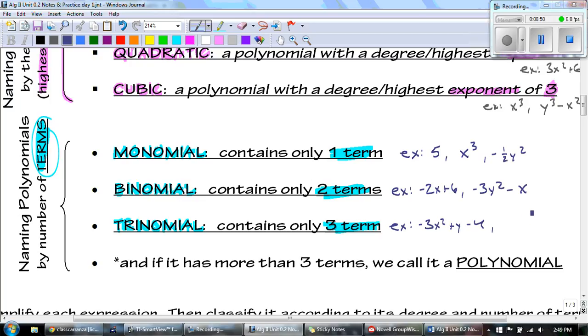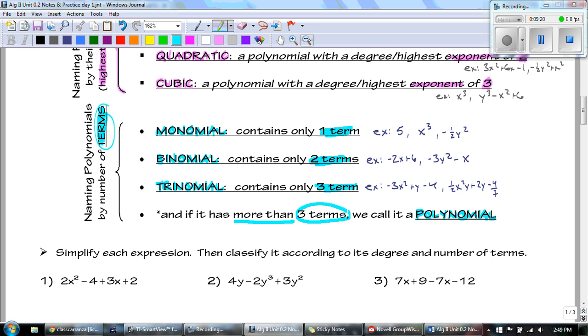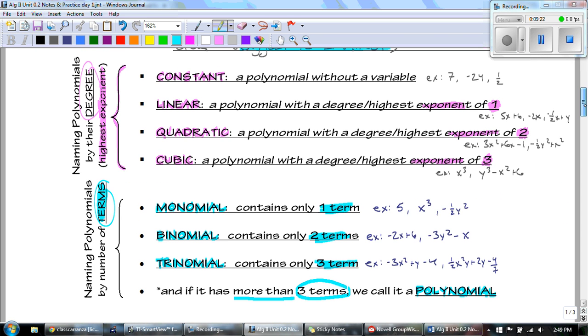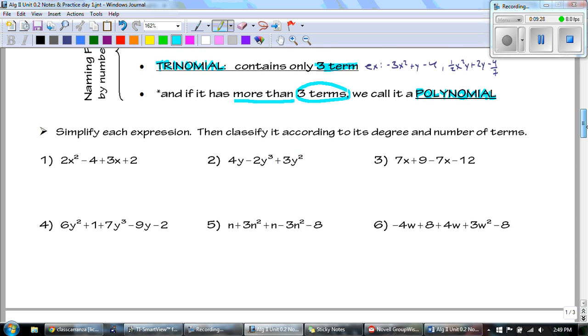Okay, let's be real fun here. X squared y plus 2y minus 4/7. Once again, it doesn't matter, it's just that there are 3 terms there. Now, if there's anything over 3, so more than 3 terms, that's called a polynomial. Poly meaning many. So, 2 ways to look at it. First, we look at the highest degree, and then we count the number of terms.